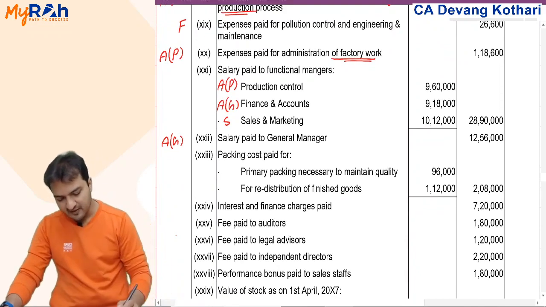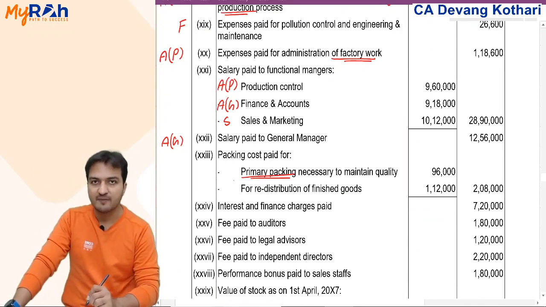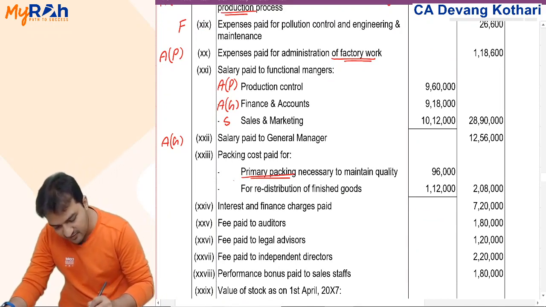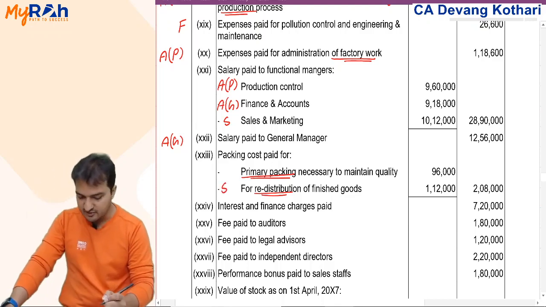Then packing cost. Primary packaging, you had a separate category for that, and packaging for redistribution will go under secondary packaging, that goes under selling and distribution.